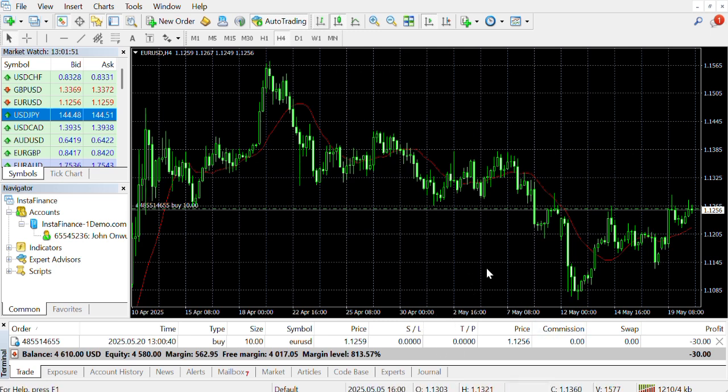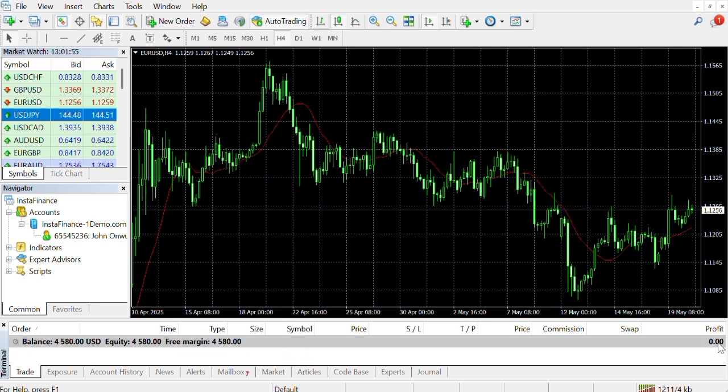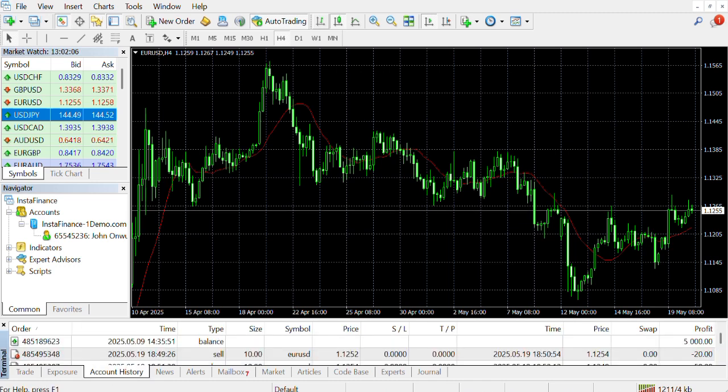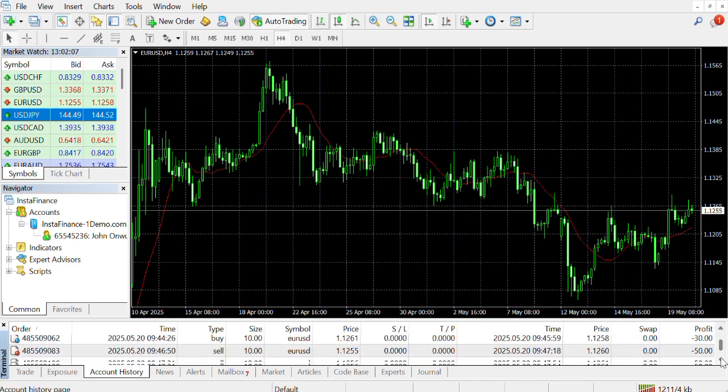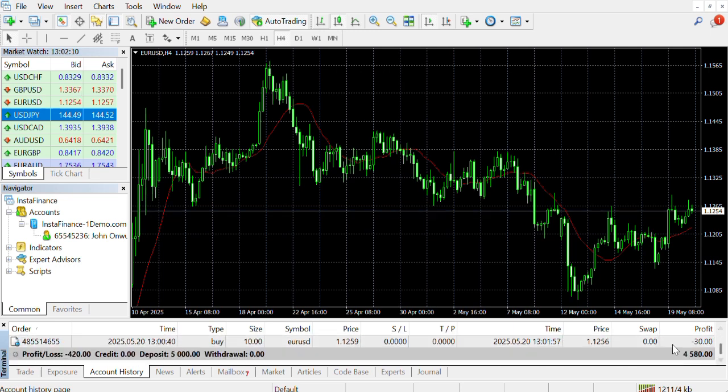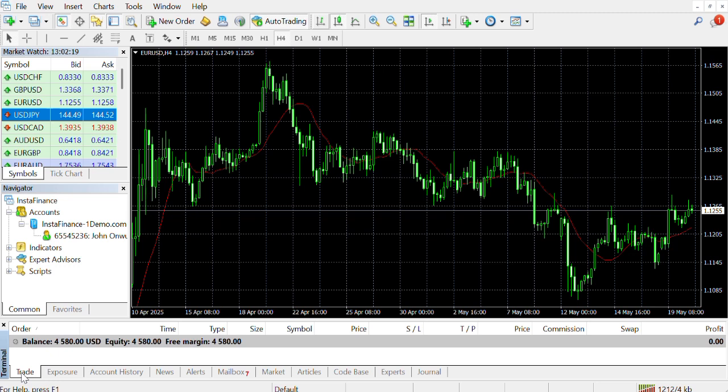And to close a trade, what you simply have to do is go to this star here and click close, and that's it. If you want to see the history of the trades you have done, just click account history, then you will see the trade. So like the one we just entered now, you can see the time and everything. This is the total we made, minus 30, and that's it. So you can go back to your trade.